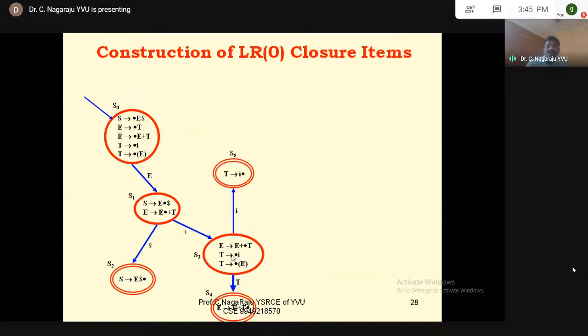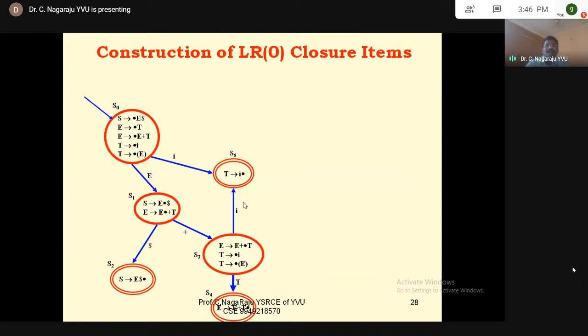So suppose in the second projection you take T dot I, then on I it will enter into the fifth state. The dot will be moving from left to right, one by one, when it enters into a state. So here also it is I dot, with the dot at the end. After the dot there is nothing, so we can call it a complete item. This is the standard.